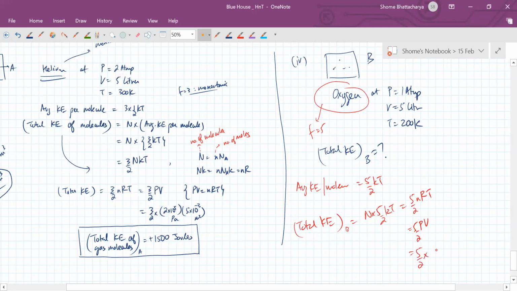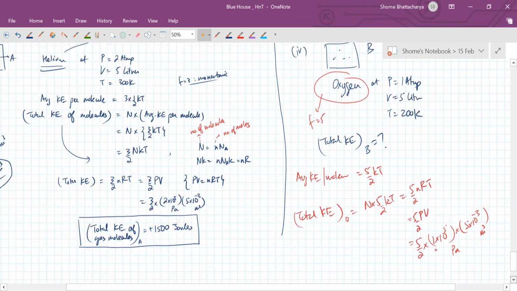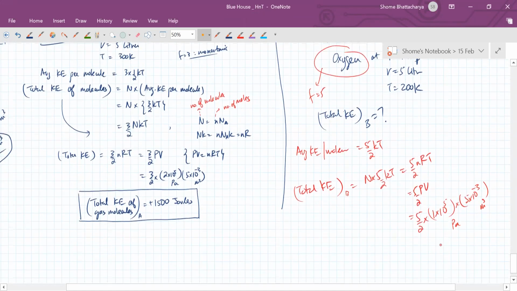So the pressure remember is 1 atmosphere. So 1 into 10 raised by 5 Pascal into the volume is 5 liters. So 5 into 10 raised by minus 3 meter cube. So 25 by 2 into 10 raised by 2. So that's 1250 joules. This will be the total kinetic energy of gas molecules.